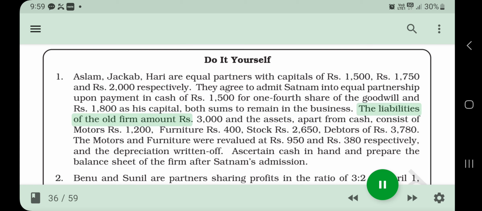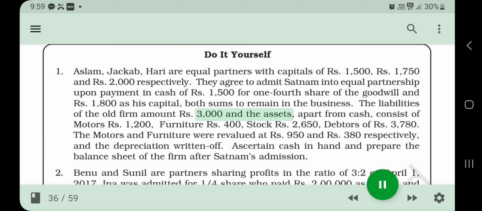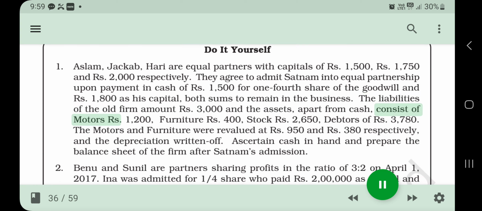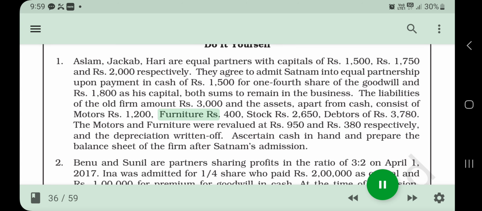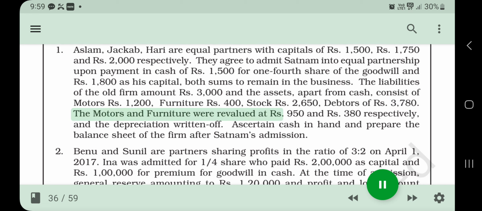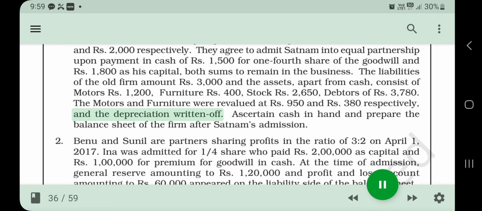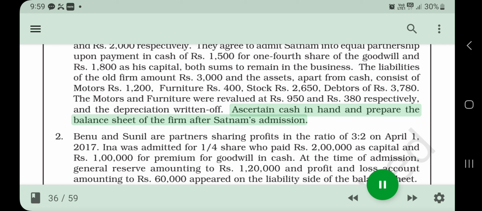The liabilities of the old firm amount to Rs 3,000 and the assets, apart from cash, consist of motors Rs 1,200, furniture Rs 400, stock Rs 2,650, debtors of Rs 3,780. The motors and furniture were revalued at Rs 950 and Rs 380 respectively, and the depreciation written off. Ascertain cash in hand and prepare the balance sheet of the firm after Satnam's admission.